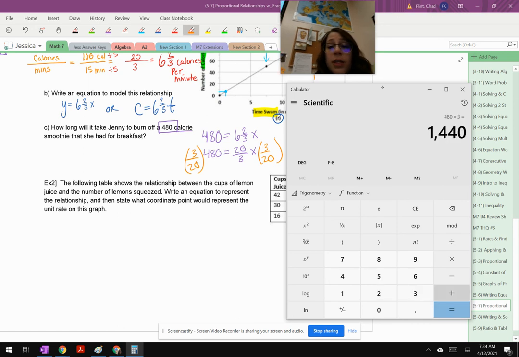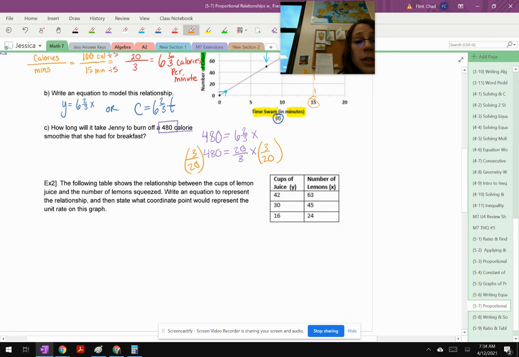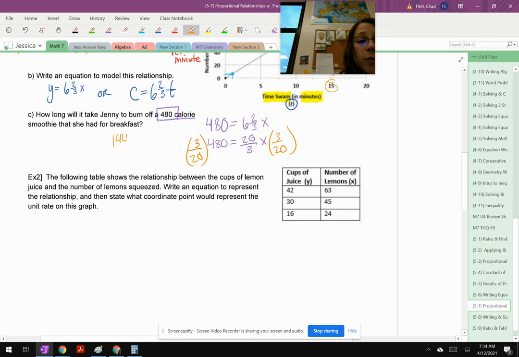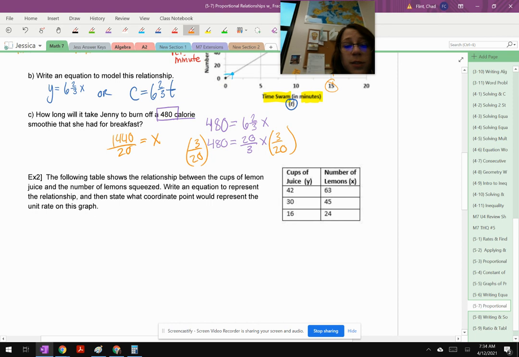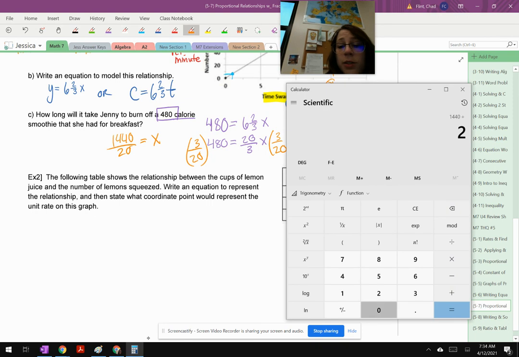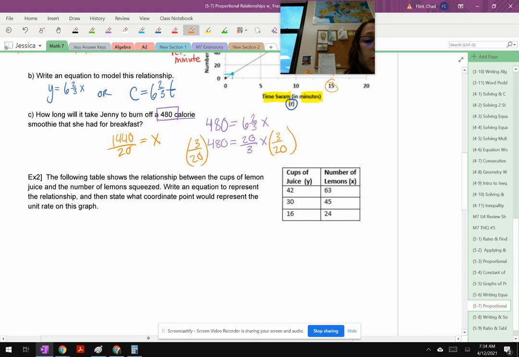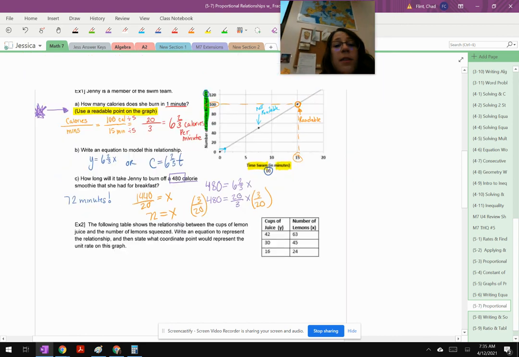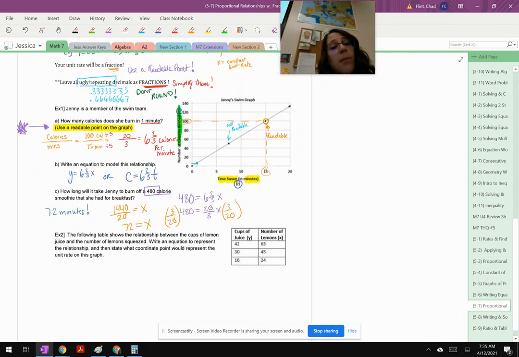480 times 3 is equal to, I ran out of room, is equal to 1440 divided by 20 is equal to x. Divided by 20 is going to be 72. So how many minutes? How long? 72 minutes. Bloop. And that we have, ladies and gents, theys and thems, peeps, and the peanut gallery, example 1.